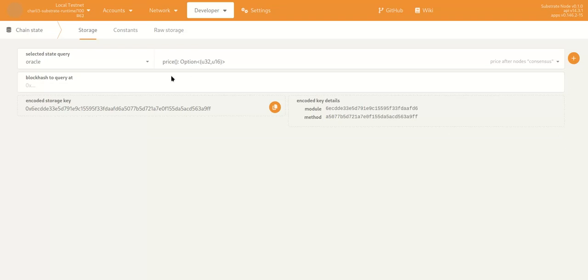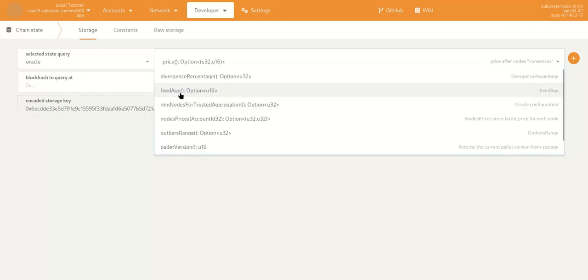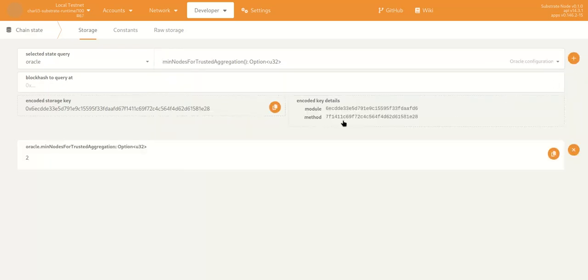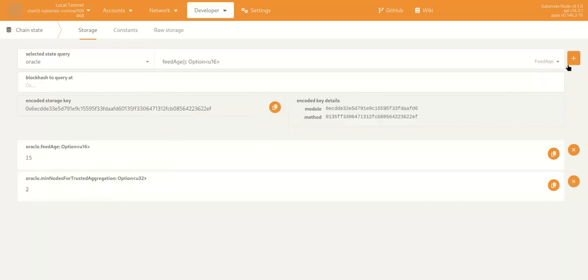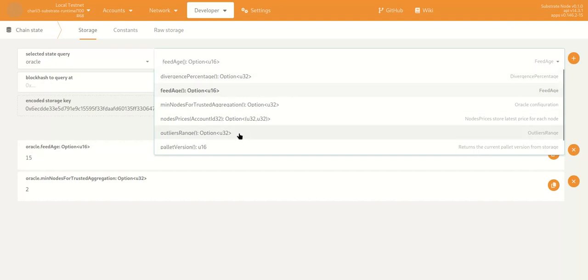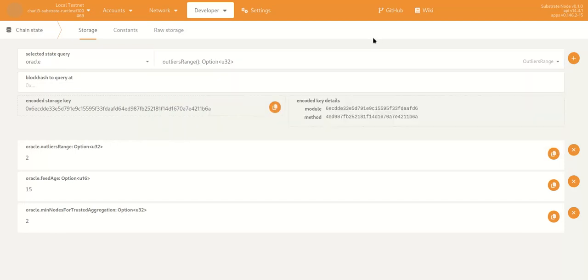So another detail that we can see in this is the configuration of the oracle, which are these values. And these values are parameters that are set up at the beginning of the blockchain, and they are used to perform the aggregation and to calculate outlier and non-outlier values for reward purposes. So for example, we can have how many nodes we need for having a trusted aggregation, how old these prices can be, and then for calculating the outliers, a range, and so on.